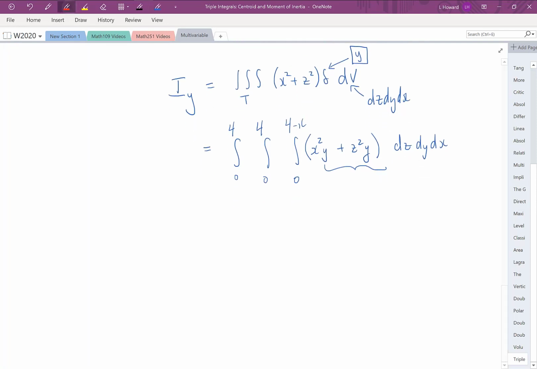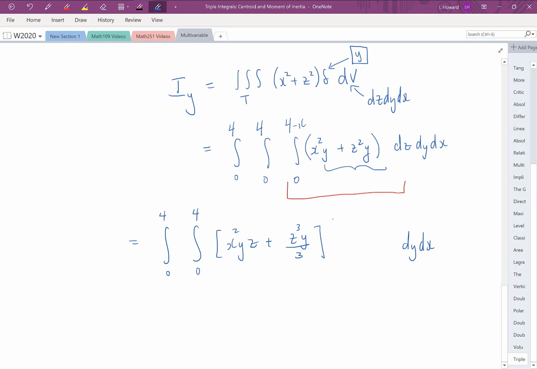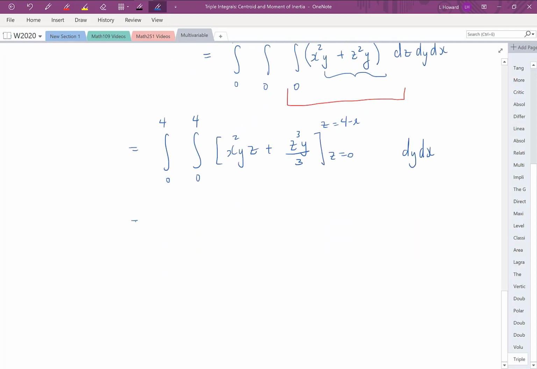So we're going to start with the innermost integral. We are going to integrate with respect to z. So we keep our outside 2 integrals on there. Keep our last 2 differentials at the back, and let's integrate with respect to z. So x and y are both constant with respect to z. We'd get x squared yz plus z cubed y over 3 when we integrate with respect to z. And then we have to evaluate at z equals 4 minus x and z equals 0. So we'll do our evaluation in the next step.